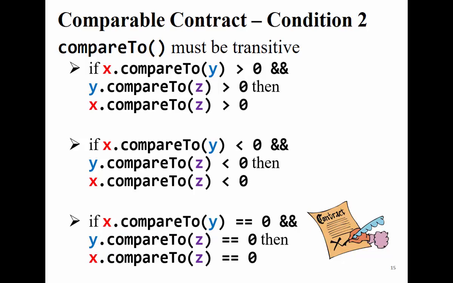Similarly, if X compared to Y gives you 0, and Y compared to Z gives you 0, then X compared to Z should give you 0. This is what we call a transitive relation. Okay? Any question? So equals holds the transitive relation, and compareTo holds the transitive relation.